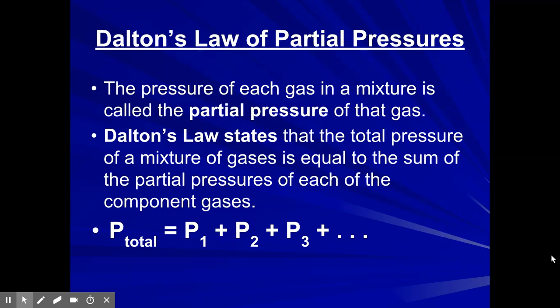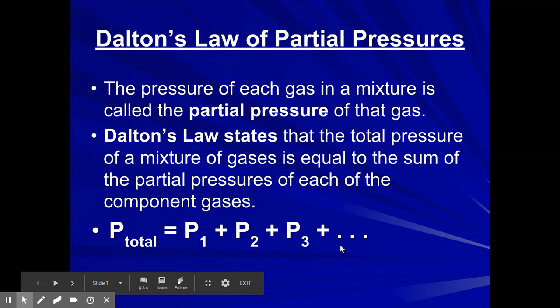When you have a mixture of gases, we call the partial pressure the pressure of an individual gas. It's the pressure that just that gas would exert by itself. It's part of the whole. Now, Dalton's law states that the total pressure of a mixture of gases is equal to the sum of the partial pressures of each one.